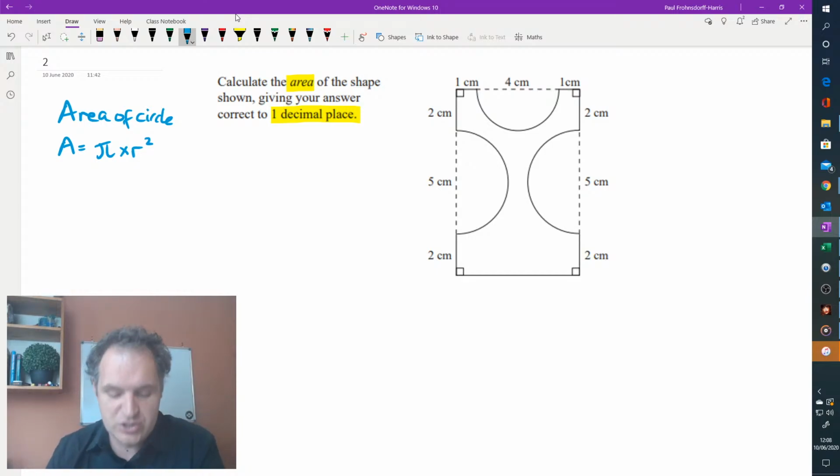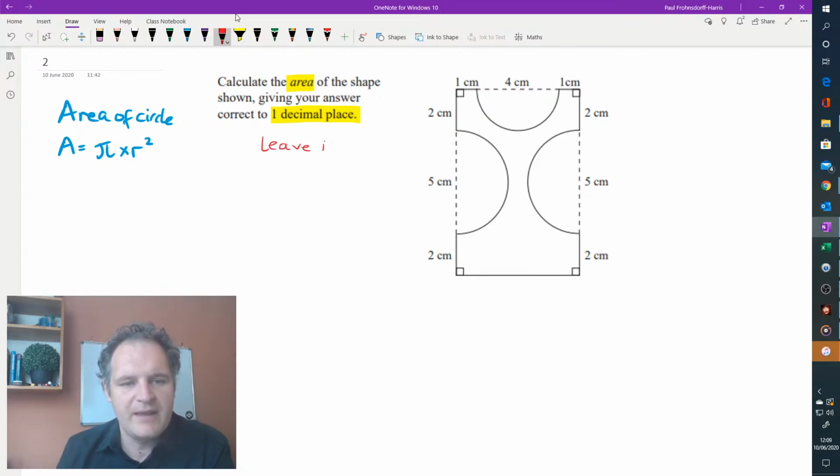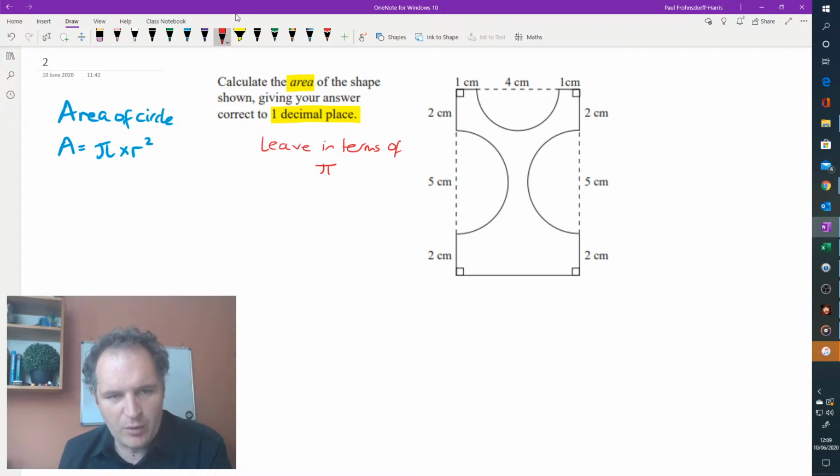There is a way you can do it where sometimes you'll get a question, it doesn't actually ask you to work out the decimals. And that would say leave your answer in terms of pi. If you ever see it says leave in terms of pi, you don't actually work out what pi is, you just leave it as a number, and that would be a whole number. But we're not doing that. We're doing 1 decimal place.